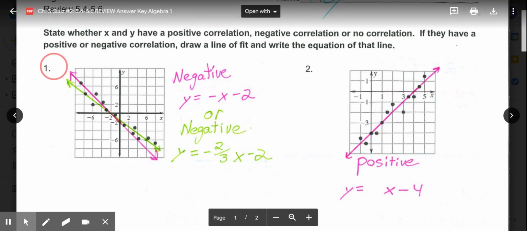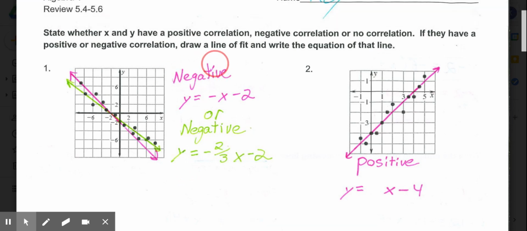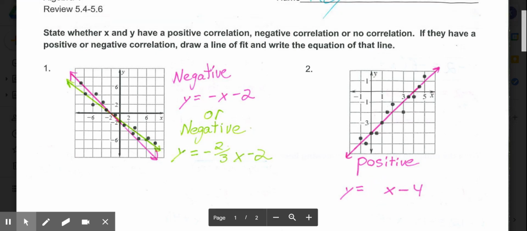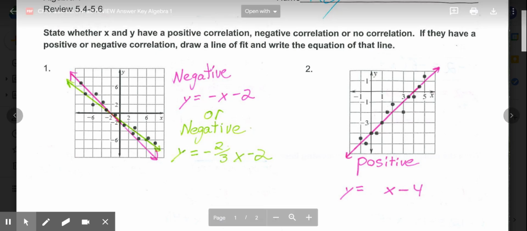Then, in number 1, my lines have a negative slope, meaning x and y have a negative correlation. In 2, my slope is positive, so x and y have a positive correlation.